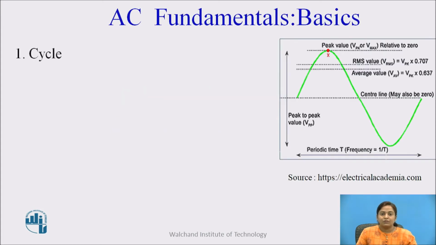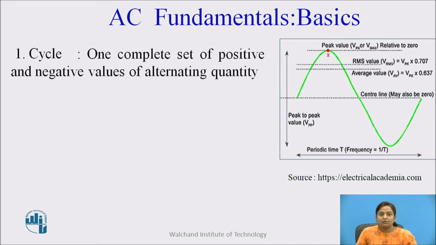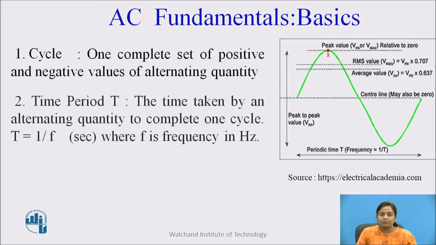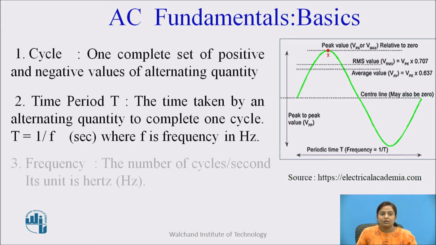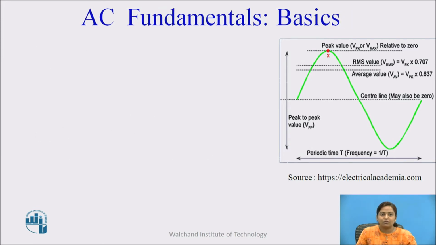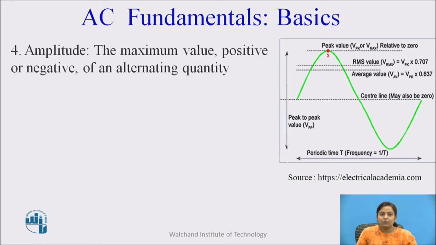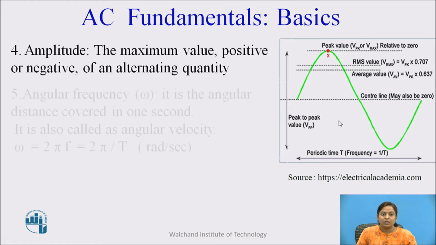Okay, so the first definition is the cycle. One complete set of positive and negative values of an alternating quantity is a cycle. Then time period: it is the time taken by the AC quantity to complete one cycle, T = 1/f. Then the frequency: the number of cycles per second, its unit is Hertz. Then amplitude: the maximum value of an AC quantity, it may be positive or negative, this is the peak amplitude.